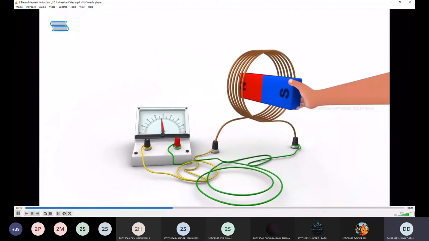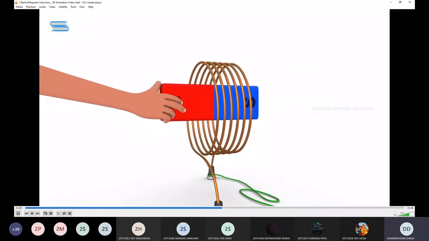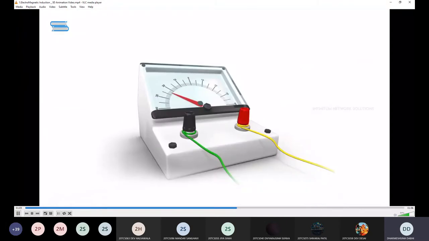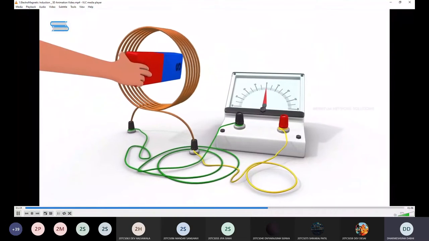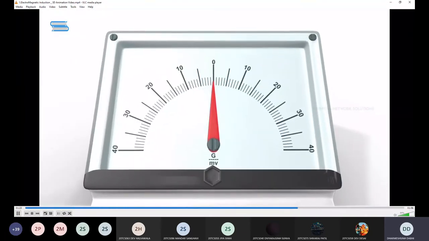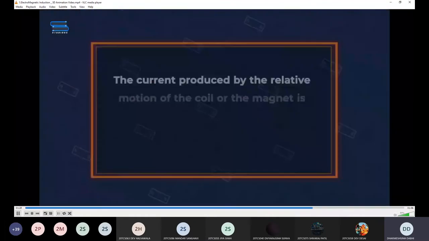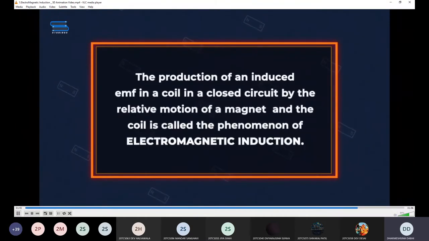Now, move the magnet away from the coil. The galvanometer shows again a deflection, but in the opposite direction. This means current is set up in the opposite direction. If you hold the magnet with its south pole facing the coil and repeat the above steps, the deflections are again observed, but are reversed. Similarly, motion of the coil itself also produces deflections in the galvanometer when the magnet is kept stationary. Do you observe any deflection when you just hold the magnet stationary near the coil at rest? No. A relative motion of a magnet and a coil induces the current in the coil. The current produced by a relative motion of the coil or the magnet is called an induced current and is said to be set up by an induced electromotive force, EMF. The production of an induced EMF in a coil in a closed circuit by the relative motion of a magnet and its coil is called the phenomenon of electromagnetic induction.